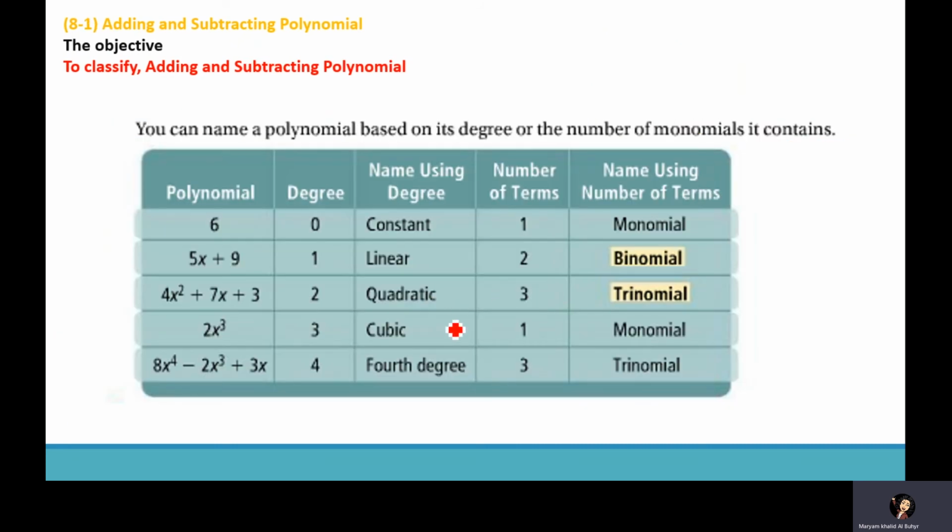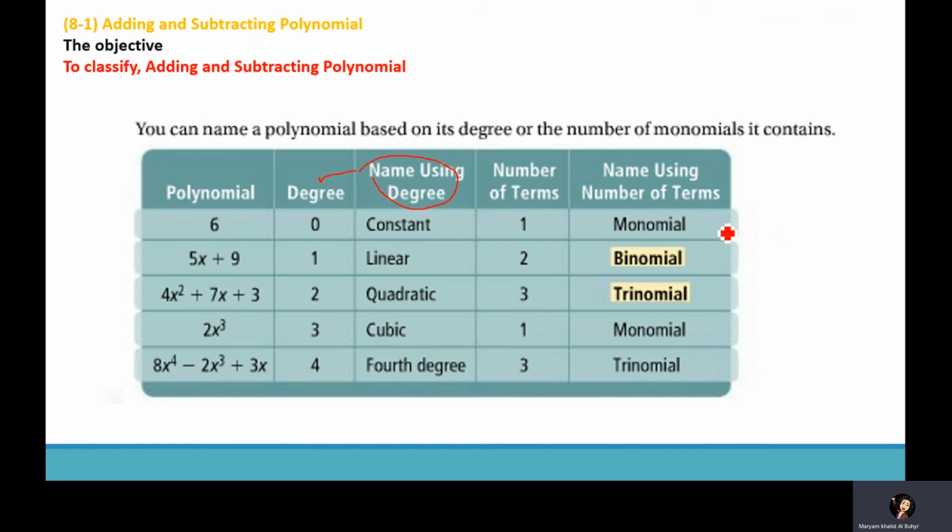So once we classify a polynomial, we have two things. We can classify it according to the degree of the polynomial, or we can classify it according to the number of terms. If we are classifying it according to the degree, here is some example. If we have degree 0, it's always constant, which is one term. One term is monomial.